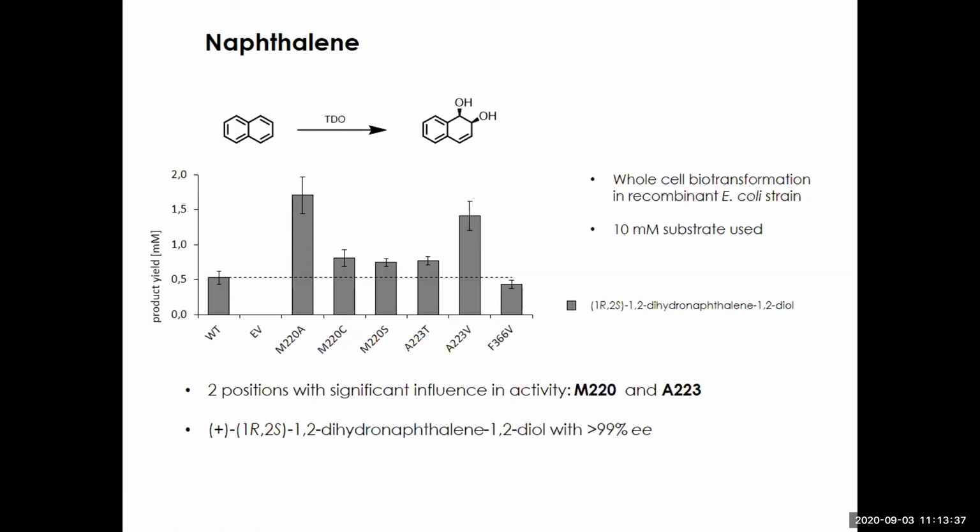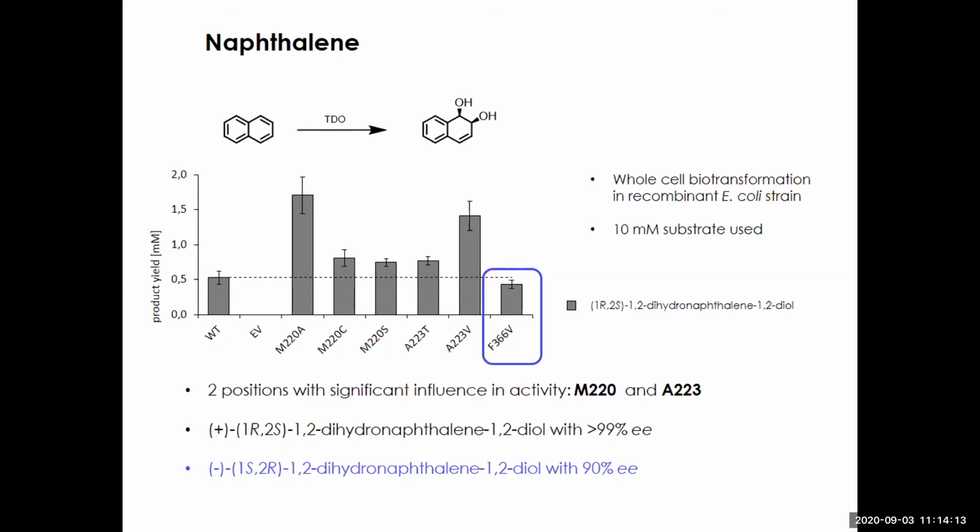Except one variant or one position there, 366, showed a little less activity than the wild type, but therefore nearly a complete switch from an enantiomeric excess from plus 99 to minus 90. So the other enantiomer was built up. We took this variant, made also a preparative biotransformation in a 100 milliliter scale, and could obtain 1 gram per liter in the end, so 100 milligram of this quite interesting product, which so far could not be chemically synthesized and also not biocatalytically.